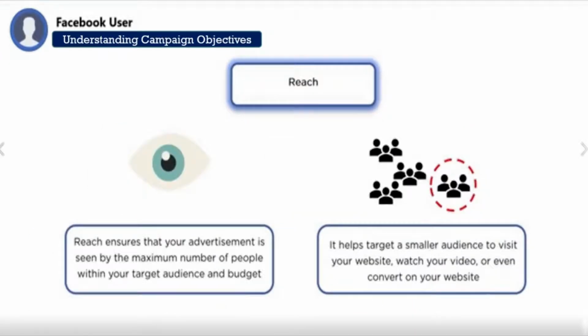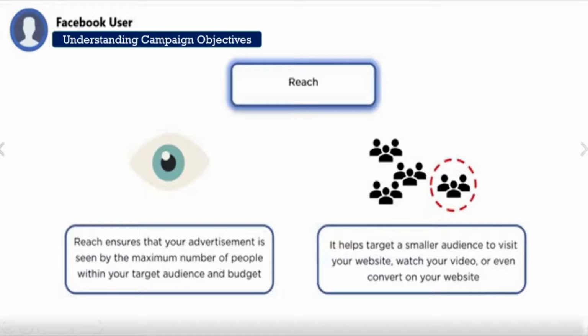So the next one is reach. Under the awareness, we have the brand awareness and the reach. What do we mean by reach? Reach ensures that your advertisement is seen by the maximum number of people within your target audience and budget. Now, there is another dimension into the awareness stage. It's called the reach. It ensures that your advertisement is seen by so many people.